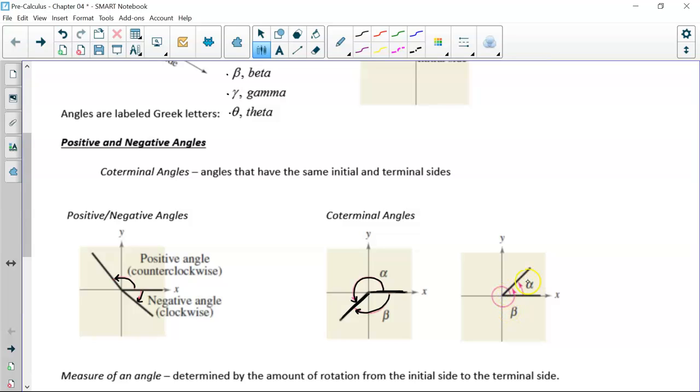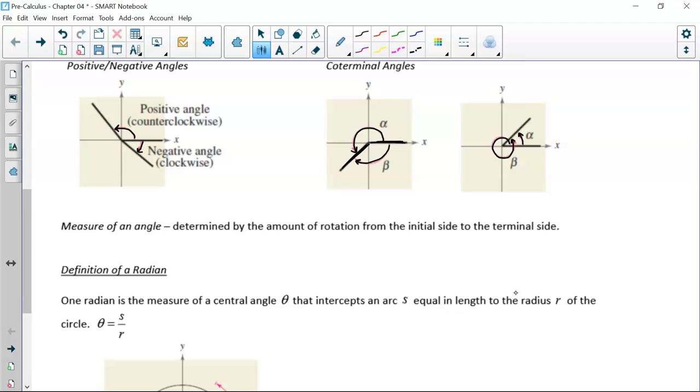Same thing with the next example. Now we have alpha going in that positive direction. And beta is actually going also in a positive direction, and it still ends in the same spot. We'll be talking about an angle like that that goes past the circle more than once.